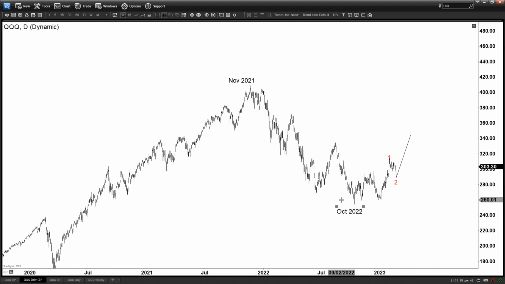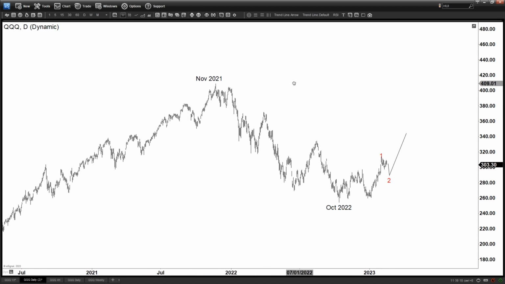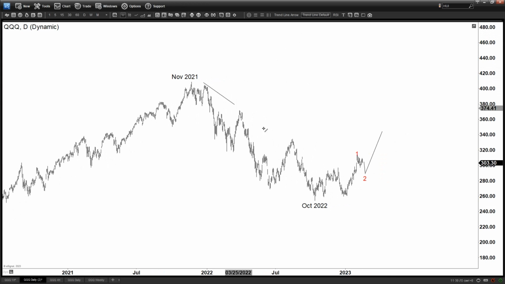Okay, so this low here was back in October 2022, right? Now if you look at the channel, you can see it breaks the channel. What that tells us is that the cycle is finished. Now what happens if the cycle is finished?